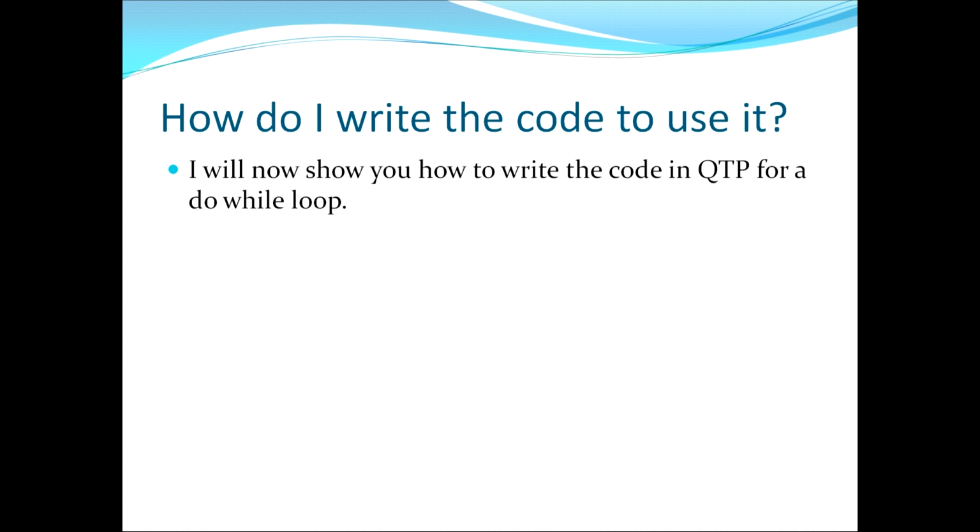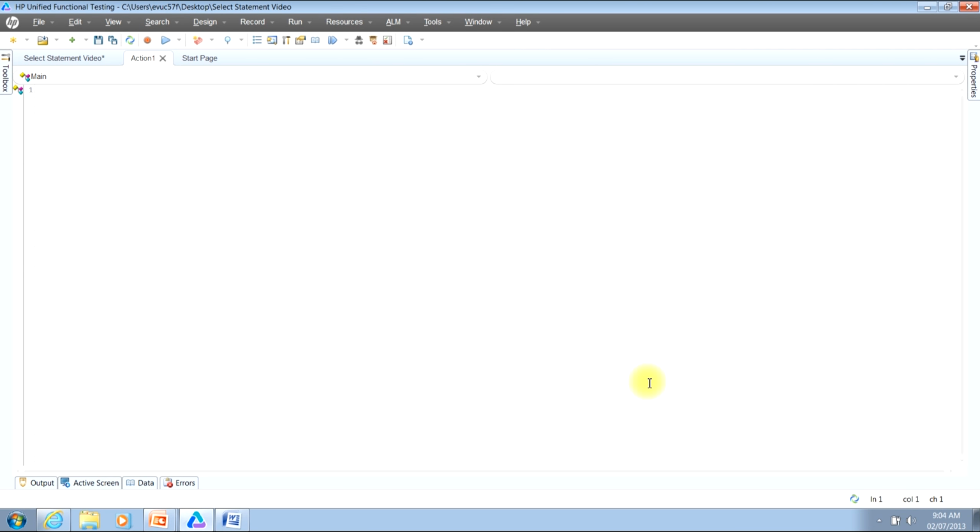This now moves us to the third topic, which asks the question, how do I write the code to use it? I'll now show you how to write the code in QTP for a do-while loop. For this exercise, we will be using the real-world example that I discussed a couple of slides ago. We will assume that there are 3 cans of green beans available, and we would like to purchase all 3.